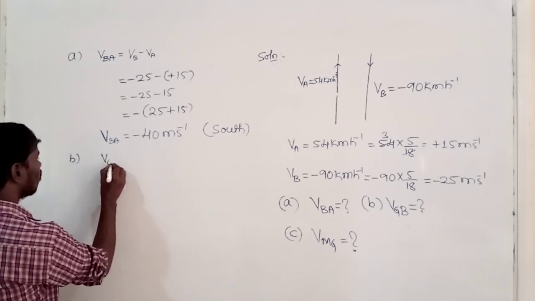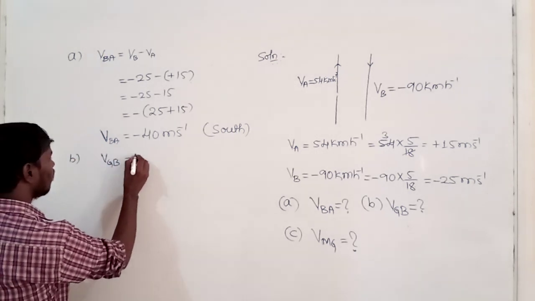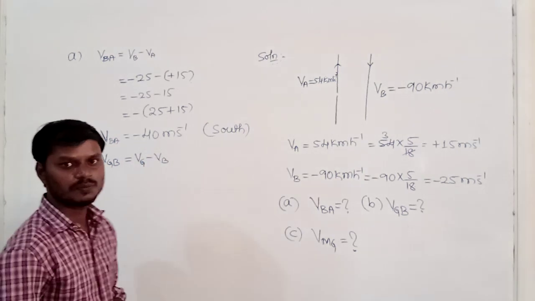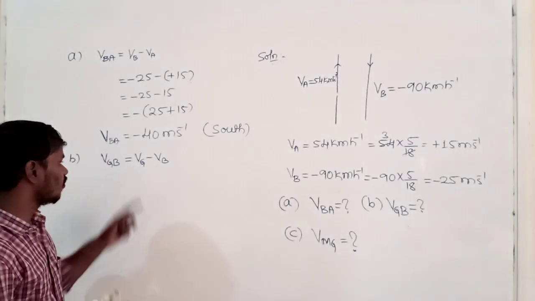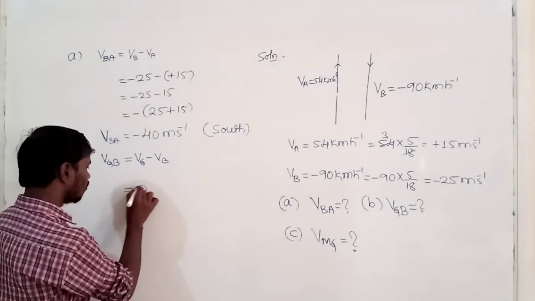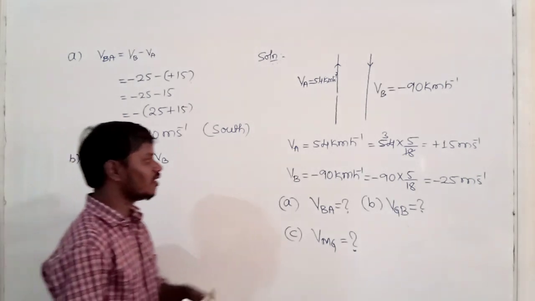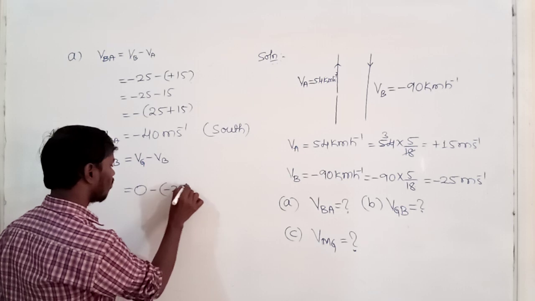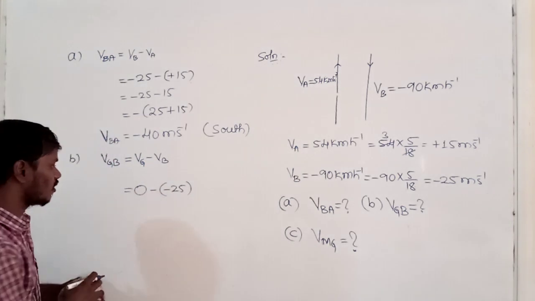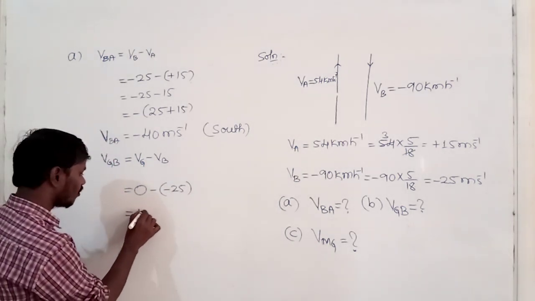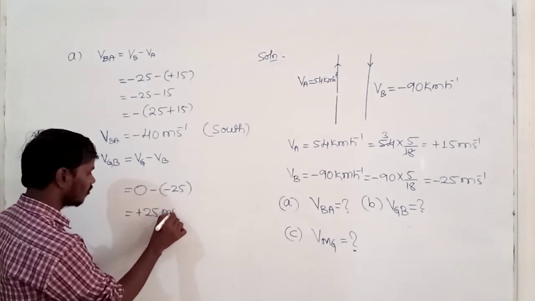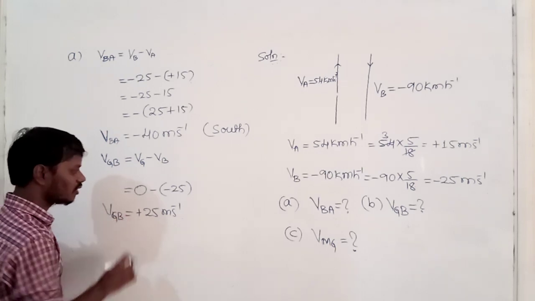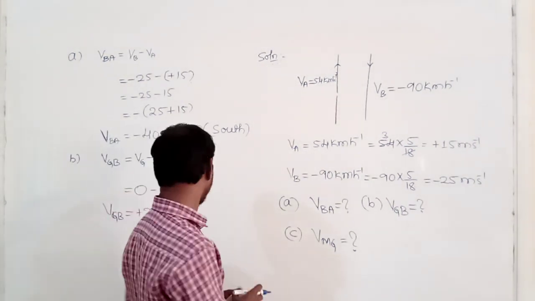Then the velocity of the ground with respect to train B, we can write it as VG minus VB. Then what is the velocity of the ground? That is 0. Then minus, what is the velocity of train B? That is minus 25. Minus into minus is plus 25 meter per second. Means for train B, the ground is moving in which direction? That is in north direction.